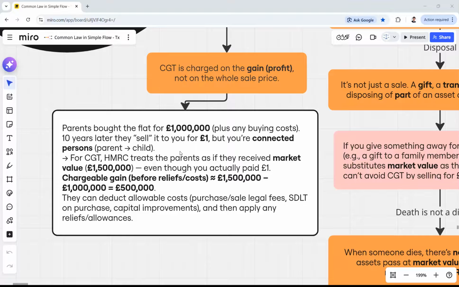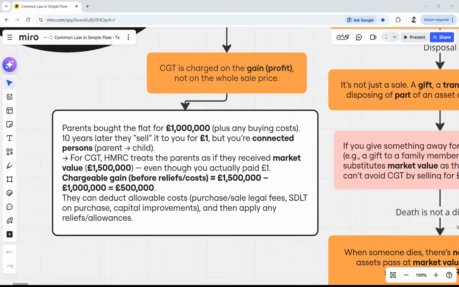So even if your parents bought it for £1 million and the current market value is £1.5 million, and you received it only for £1, HMRC will treat the real price as the market value for that flat, which is 1.5 million pounds. And even though you actually paid £1, the chargeable gain is considered for your parents £500,000 before any relief applies.